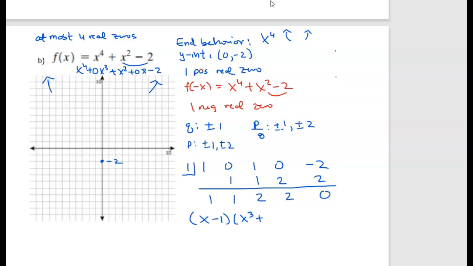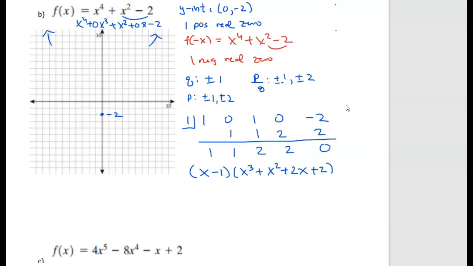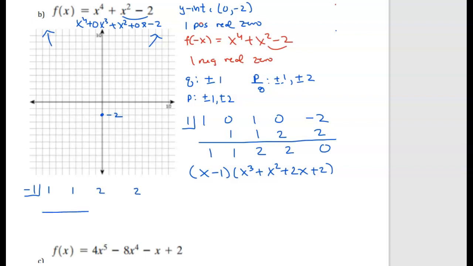x^4, x cubed, x squared, x constant. x cubed, x squared, x squared plus 2x plus 2. Alright, good. Alright, here we could do synthetic division again. Let's try negative 1 on this. 1, 1, 2, 2. So we get 1, negative 1, 0, 0, 2, negative 2, 0. Good. So this factor is x minus 1, x plus 1. And we have x squared plus 2 left over.